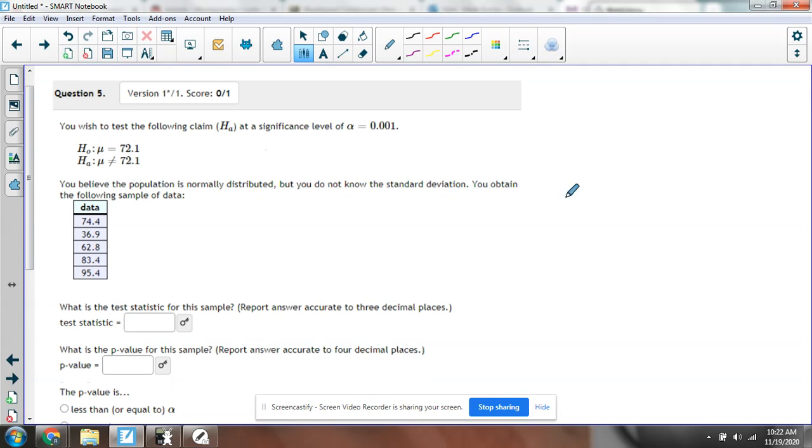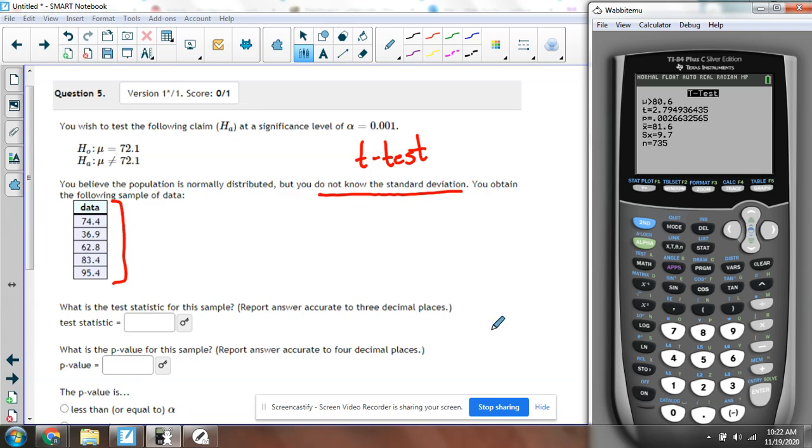Question 5, same thing, except we still don't know sigma. All right, so we're going to use a t-test. But we don't have x bar or s. We do have data, though. So the first thing we're going to do is plug this data into L1, because we can use data from a list when we're doing these tests. So I'm going to go to edit. Just plug in the data as it is, 74.4, 36.9, 62.8, 83.4, 95.4.